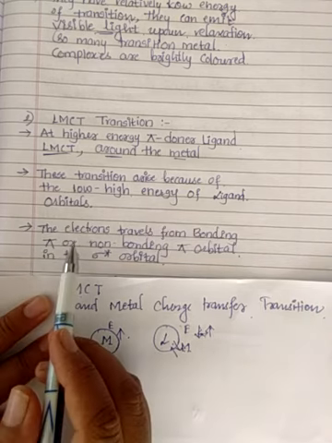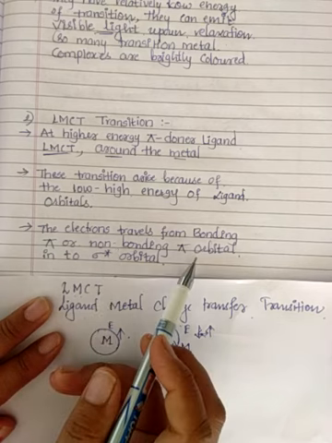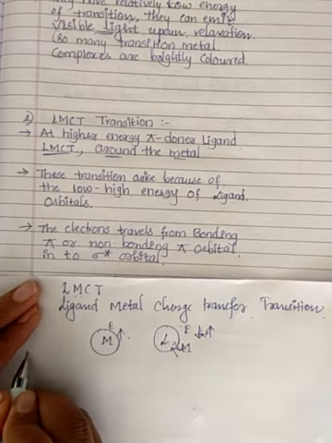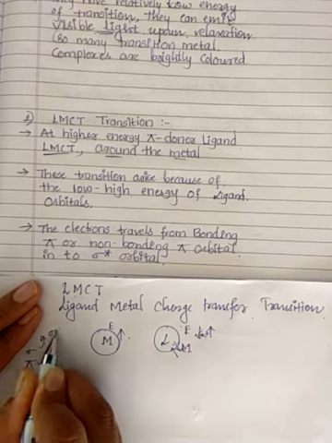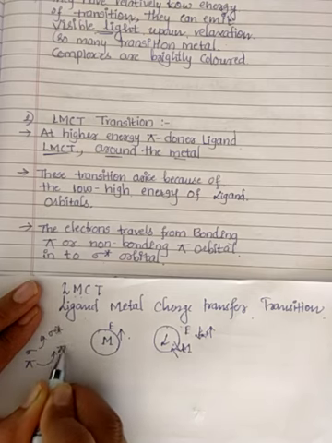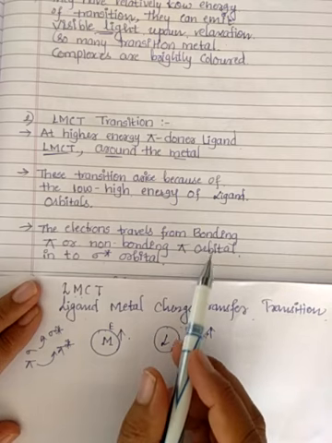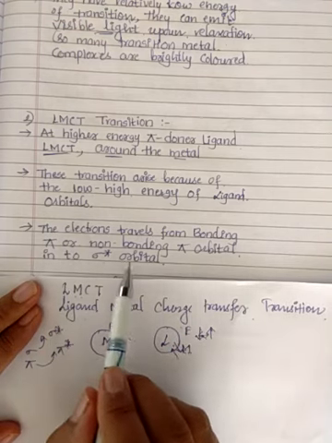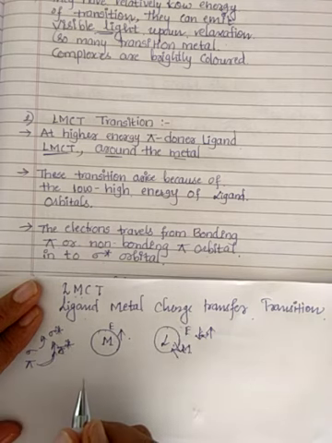Next, the electron travels from a bonding pi or non-bonding pi orbital into the sigma star orbital. If an electron is present in the bonding sigma or bonding pi, it can be transferred to the antibonding sigma star or antibonding pi star. The electron travels from a bonding pi or non-bonding pi orbital into the sigma star orbital. It can be transferred only to sigma star.